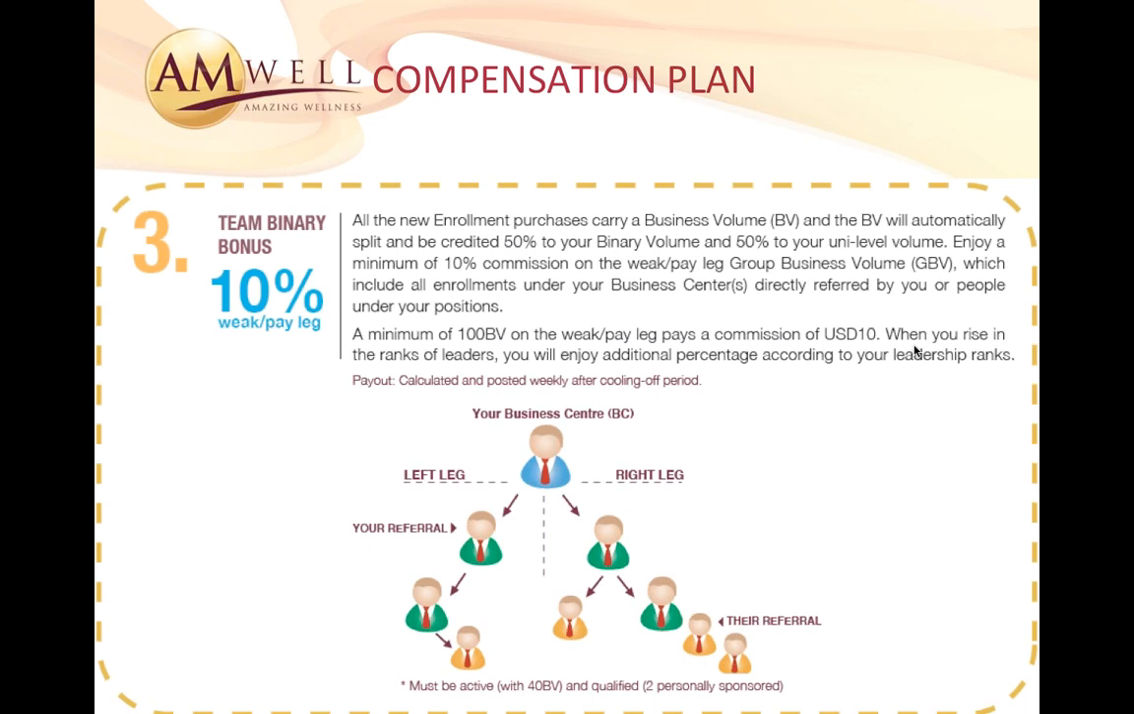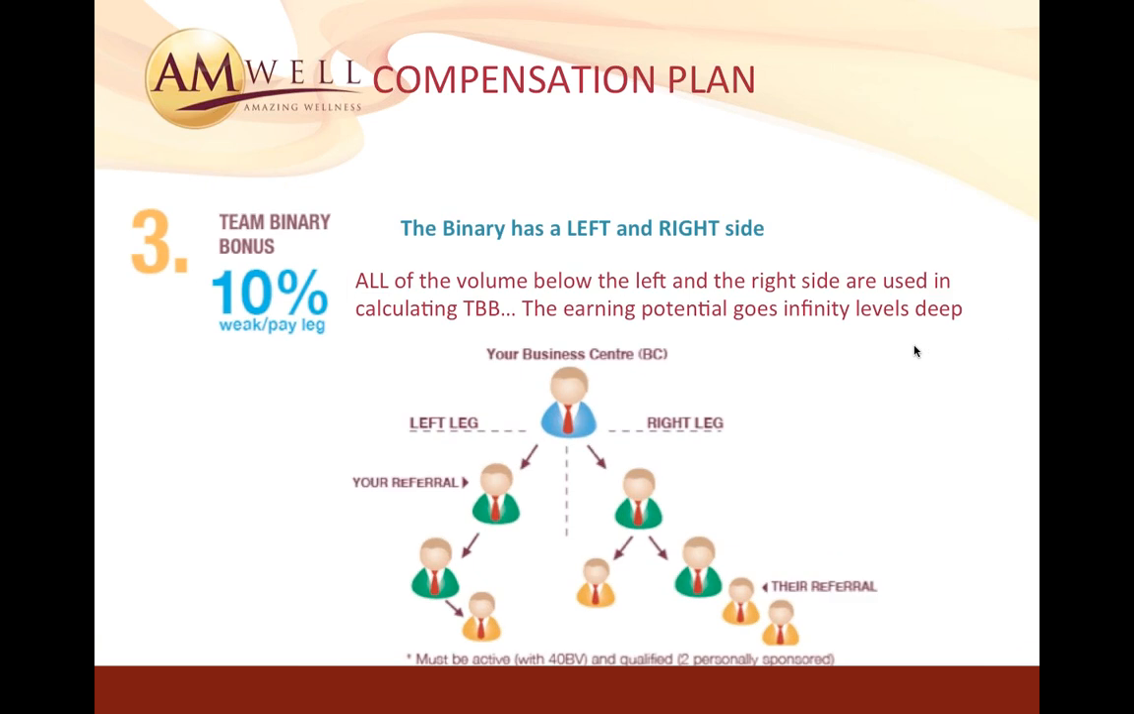So it's a minimum 100 BV on the weak leg to pay commissions, which will give you a USD of $10. And when you rise in leadership and ranks, you'll also enjoy an additional percentage according to your leadership rank. But everybody as a base gets 10% on the weak leg. And I want to explain that a little bit more in detail right here.